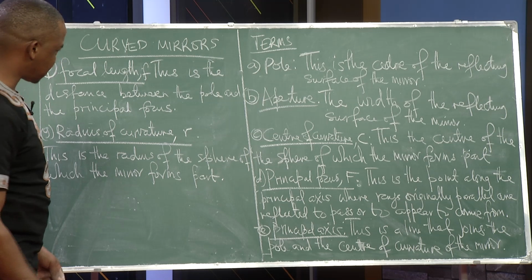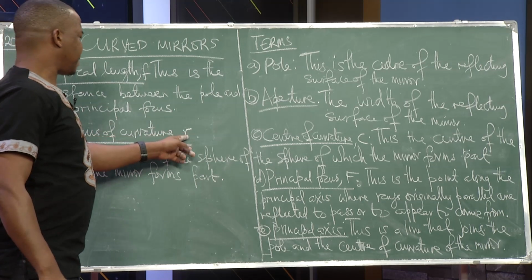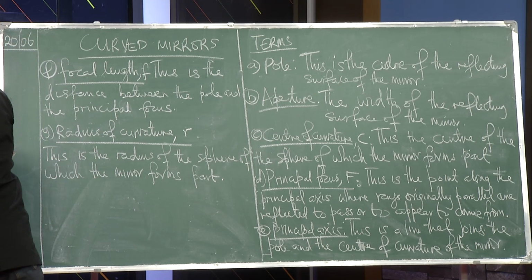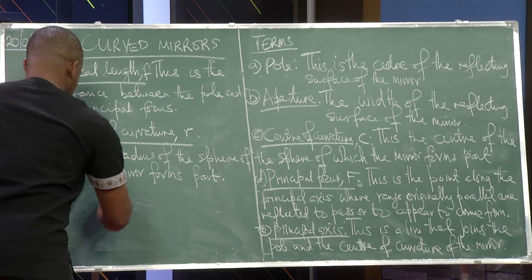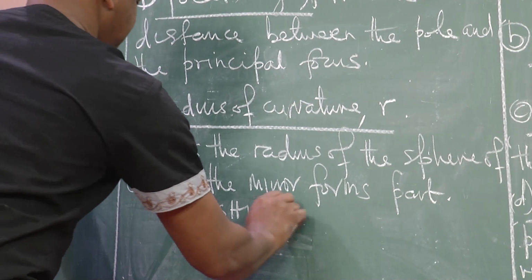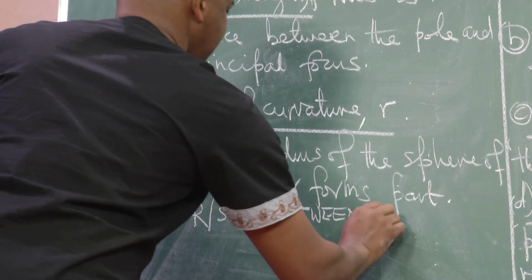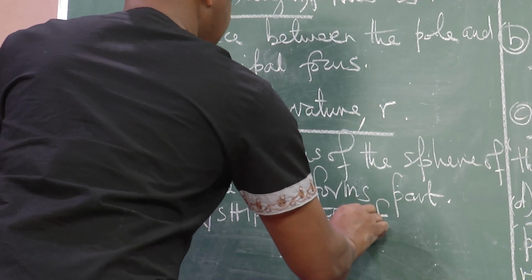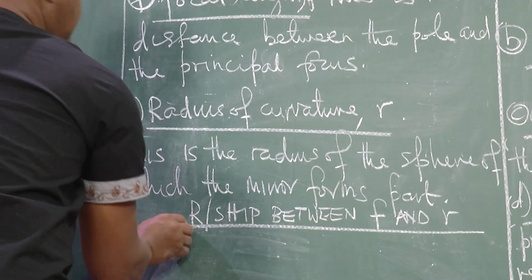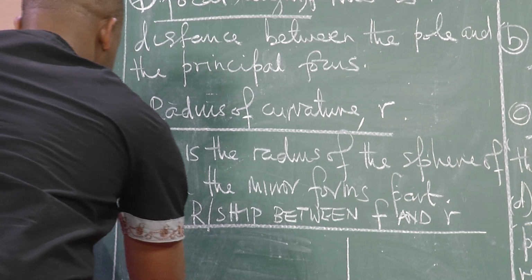We are going to derive an expression. There is a relationship between the radius of curvature and the focal length, and I want us in the next part of our lesson to look at that relationship. I will use the symbols F and R. The relationship between F and R, we shall base on a sketch diagram.